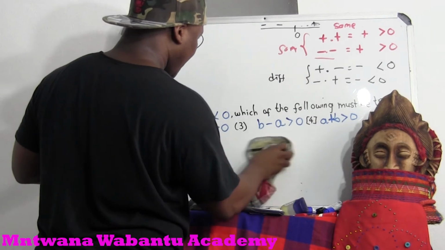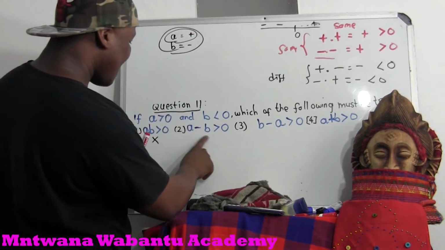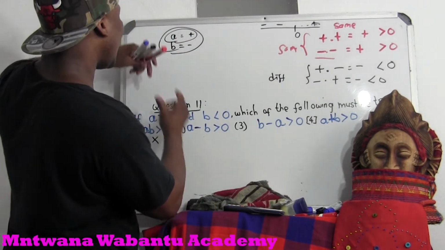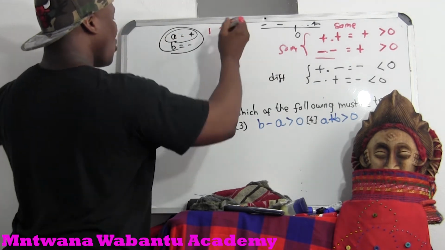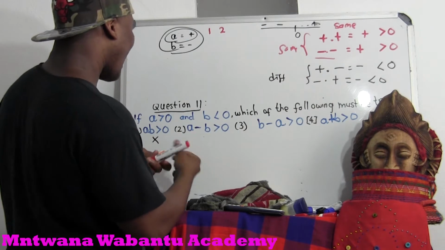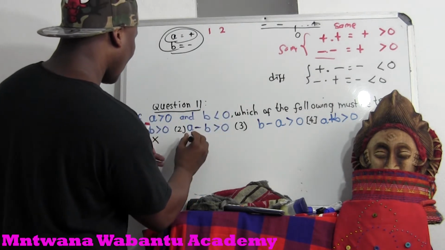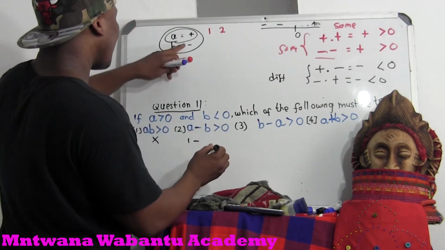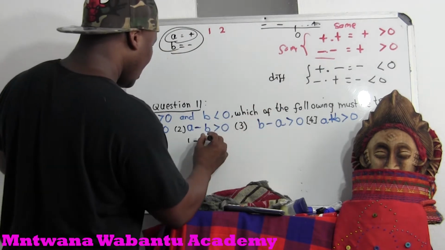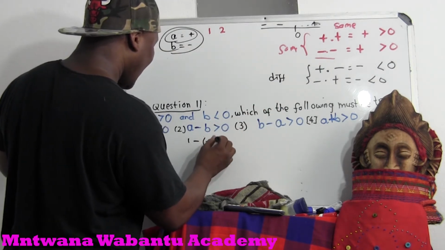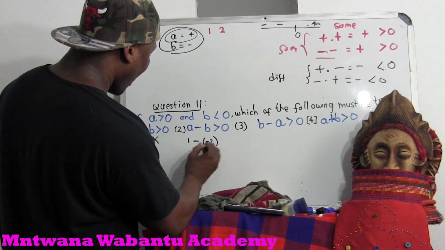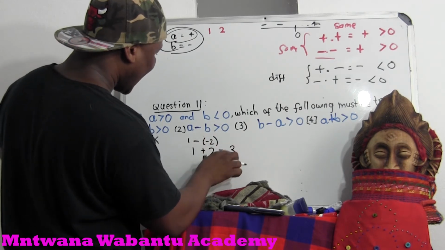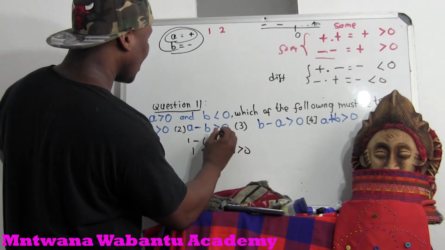Okay, now let's go for B. B is like A minus B. So what is A? A we say is greater than 0, which is positive, means it could be 1, it could be 2, whatever. Okay, let's assume our A equals 1. It could be any number, A equals 1. So we're going to say 1 minus B. What is B? B is negative. Let's say B is negative 2. Let's see if this is going to give us greater than 0. Now, negative negative is positive. So 1 plus 2 equals 3, and this 3 is greater than 0, so this is true.